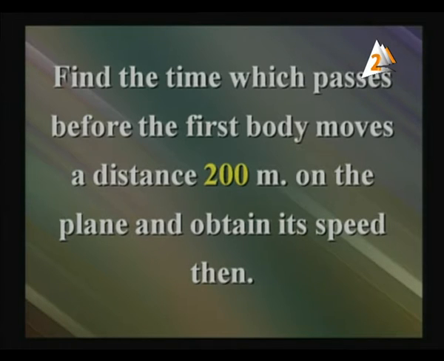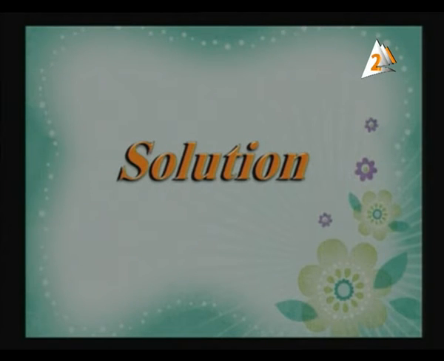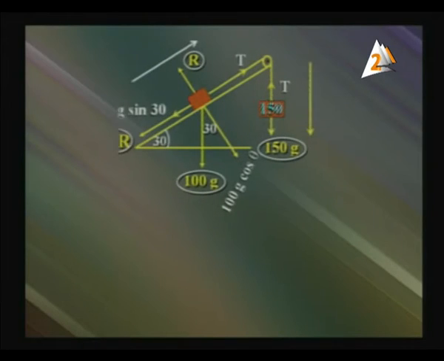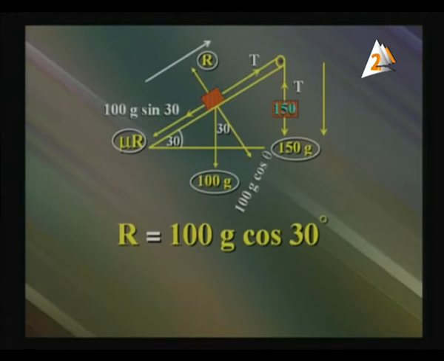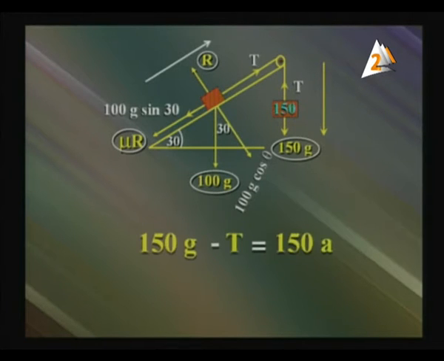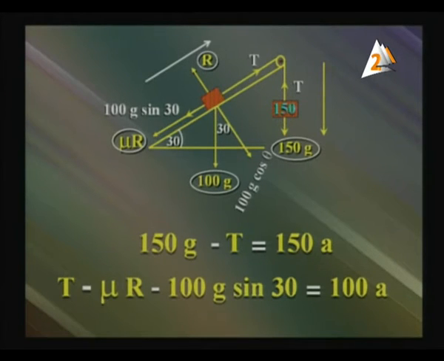Also, obtain its speed. As solution, we say that since R equal 100 g cosine 30, or equal 50 root 3 g. Now, the equations of motion are given by 150 g minus T equal 150 a. Also, T minus mu R minus 100 g sine 30 equal 100 a.